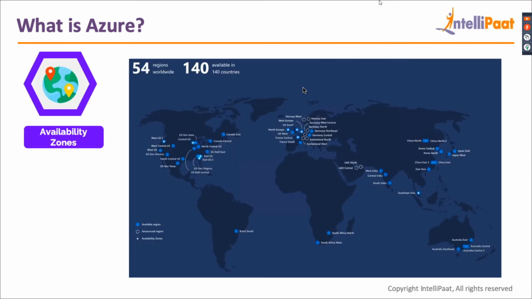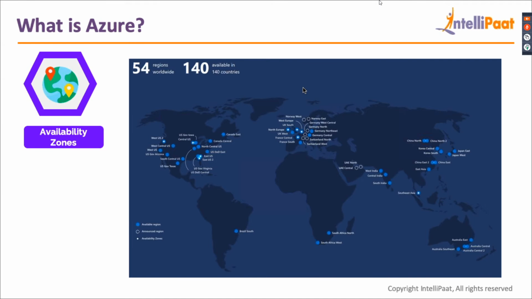Now, if we talk about these 54 regions in which Azure has made its servers available, they are across 140 countries, right? Now, you might be wondering, when it's 54 regions, how can it be 140 countries? So, guys, let's say Asia is a region, Asia is a continent, where Azure has its data centers. Now, in Asia as well, it will have data centers at multiple places.